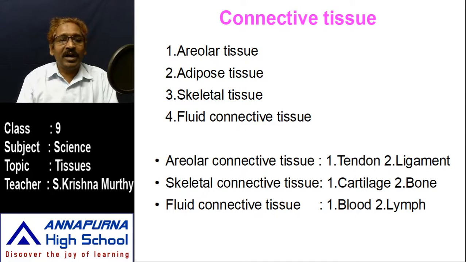If you observe the areolar tissue, it again has two kinds of tissues. Once again, this is the flow chart. What are the two kinds of tissues present in the areolar tissue? Look at that. The first one is tendon. We will discuss tendon later. The second tissue is ligament, which belongs to areolar connective tissue. The areolar connective tissue has two kinds of tissues: one is tendon, another one is ligament.